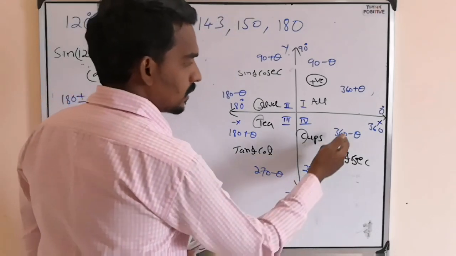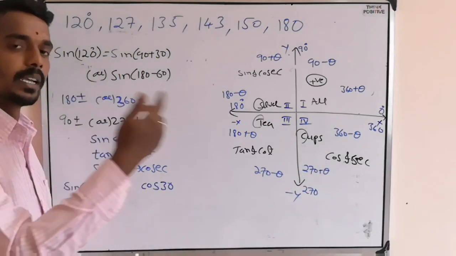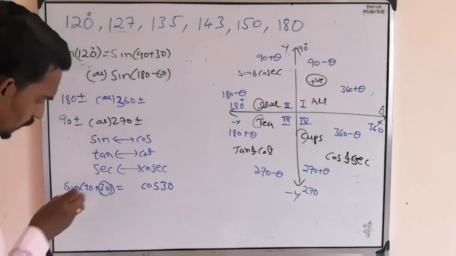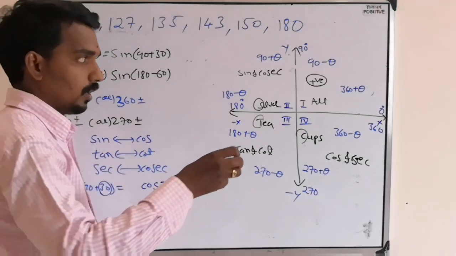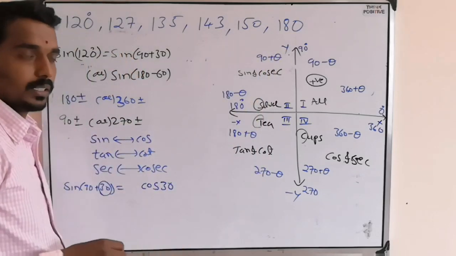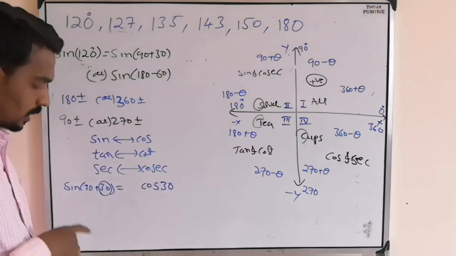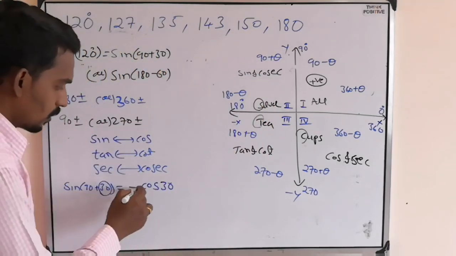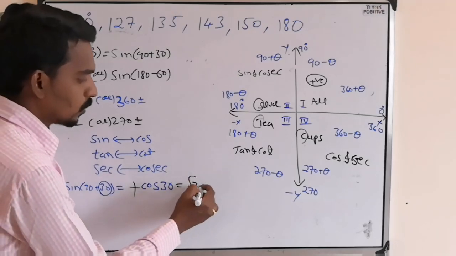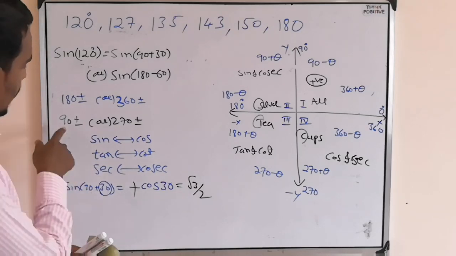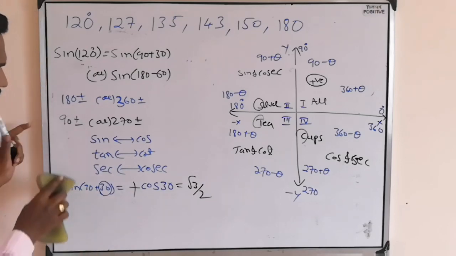When it is 270 plus or 360 minus, then cos and secant are positive, remaining all are negative. Now if you look at 90 plus theta form, immediately you should go to second region. In second region, sine and cosecant both are positive. Here it is sine, so it must be positive. We already know cos 30 value is root 3 by 2. So what is sine 120 value? Root 3 by 2.